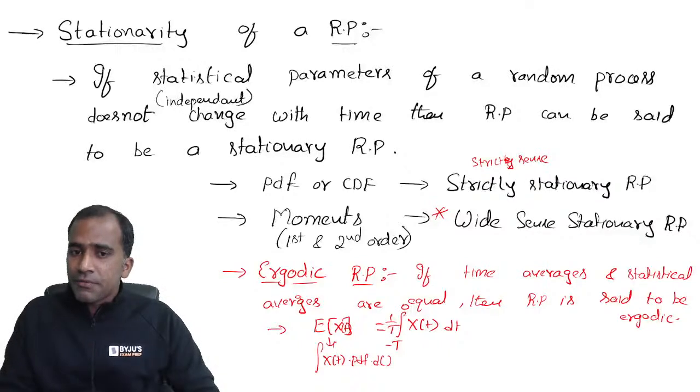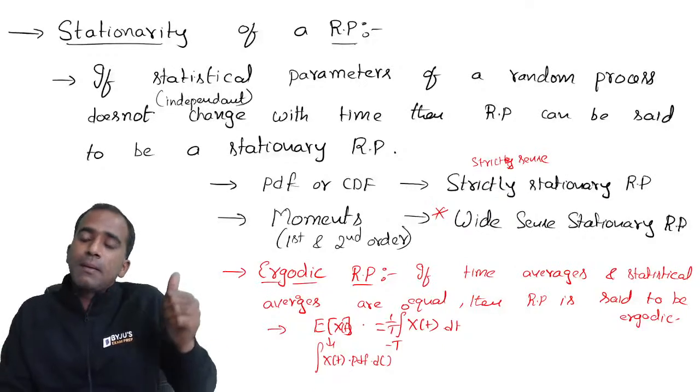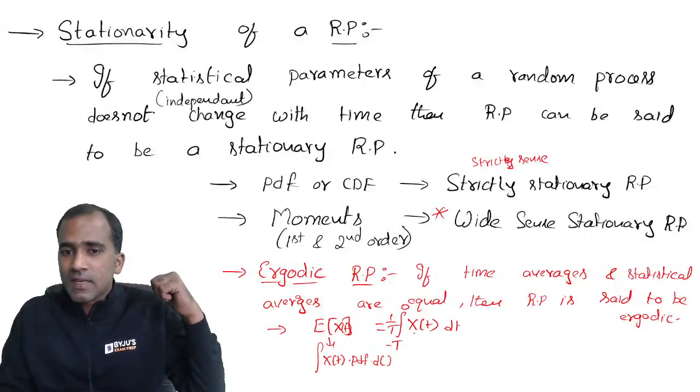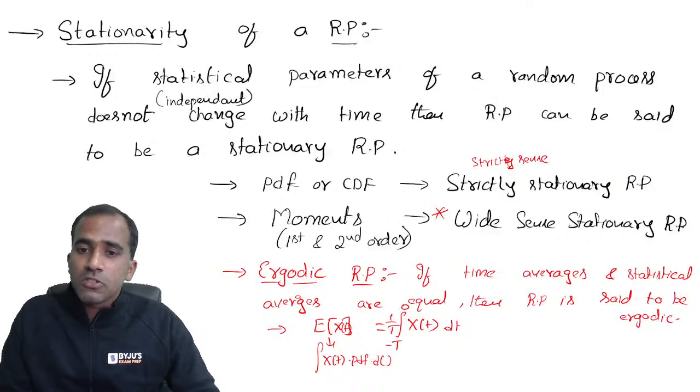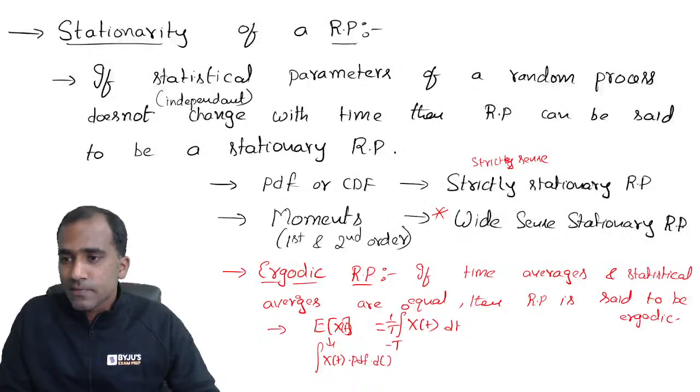Using probabilities, if you find the average, we call it the statistical average. If you just average the values over past time, like this, that is the time average. The same applies to squared values: the expectation of x square of t, and the integration of x square of t, will give you the second order statistical averages. If they are also the same, we call it an ergodic random process.